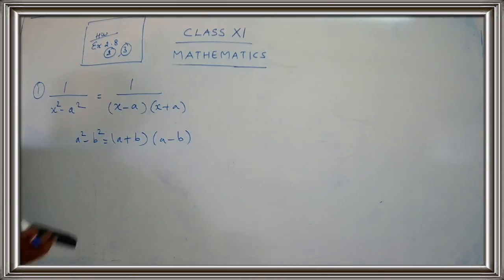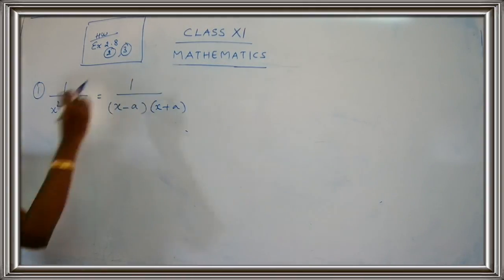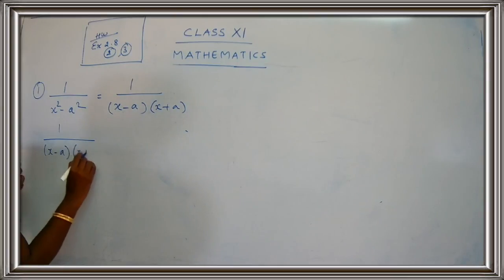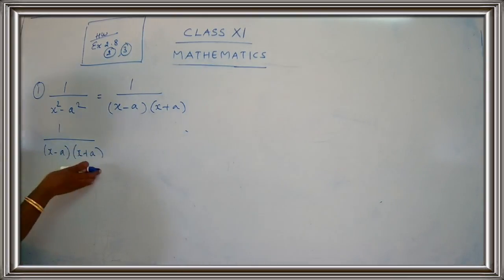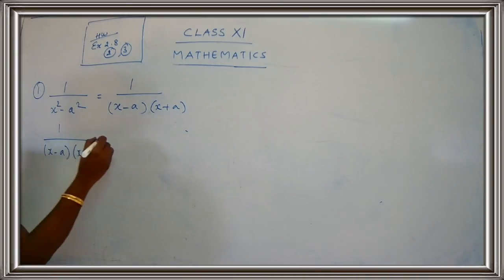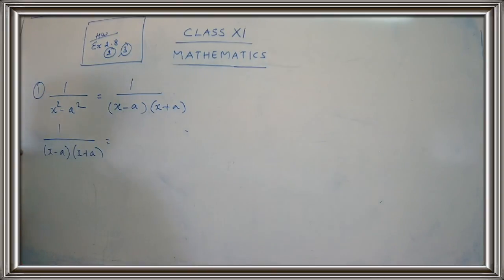Now let's see how to do the work. So I am going to take the answer part. So 1 upon x minus a, x plus a. So how many factors do you have here? You have 2 factors. Okay, children, this is x and this is x. So how many factors do we get here? 2. So what I am going to do here, just observe carefully, children.